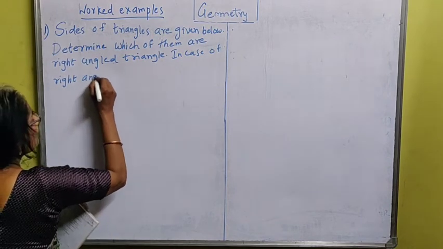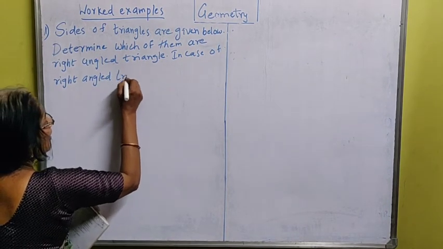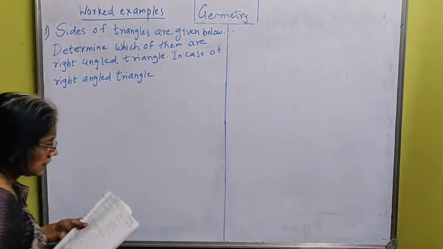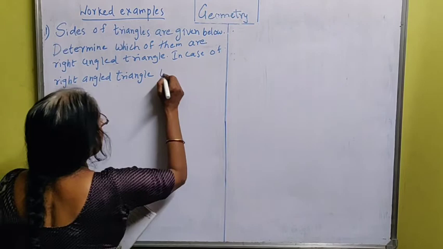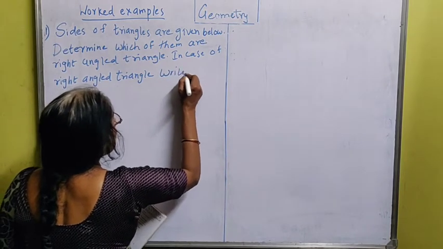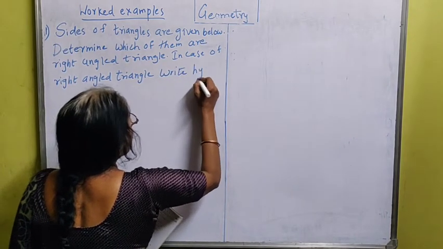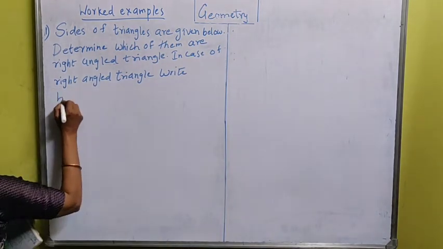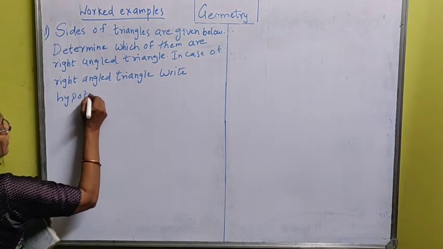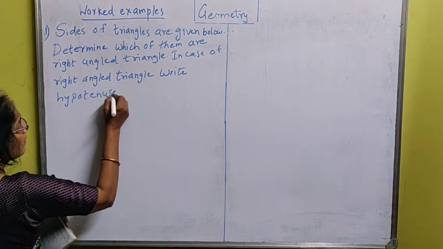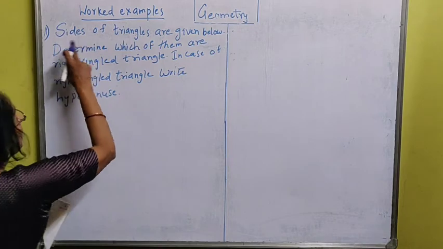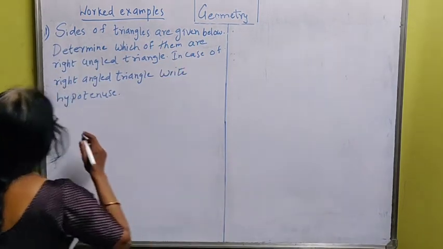Further he asks, in case of a right angled triangle, write down the hypotenuse. So you have to write down which side will become the hypotenuse. Okay. In this, sides of triangles are given below.